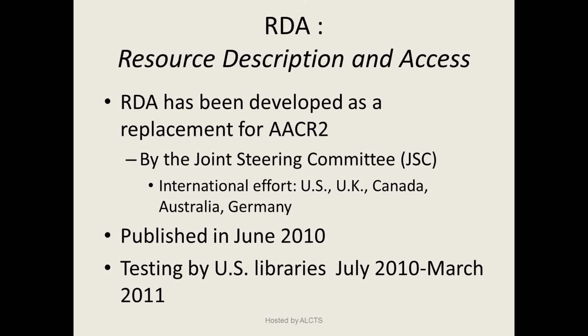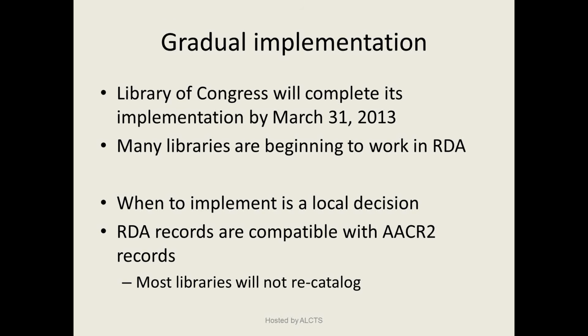RDA was published in June 2010 after years in development, and it was then tested by US libraries for 9 months. After the test, LC and the other US national libraries decided to implement RDA, but to delay full implementation until early 2013. LC has been training its staff, over 400 catalogers, over the past months. As their staff are trained, they do use RDA for cataloging. In addition, some testing libraries continued to catalog using RDA. So we are seeing an increasing quantity of RDA records in WorldCat.